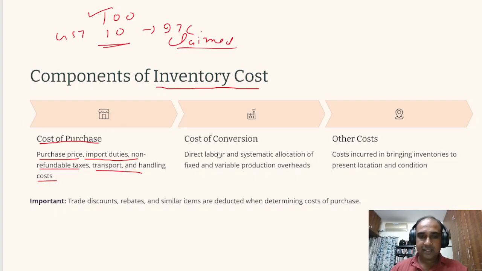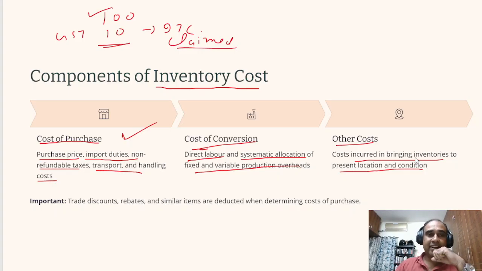Okay. Next is, this is the purchase cost, which includes duties which are non-refundable or which cannot be claimed, and obviously the transportation and handling cost. Okay. Then the cost of conversion. What do you mean by cost of conversion? The direct labor and the systematic allocation of fixed and variable overhead. Okay, so any direct labor which is incurred during the conversion process can be added to the cost of the inventory. And other cost incurred in bringing inventories to the present location and condition.